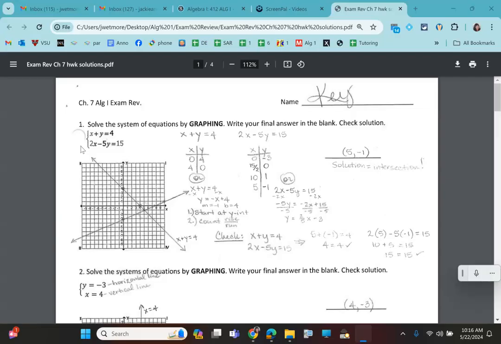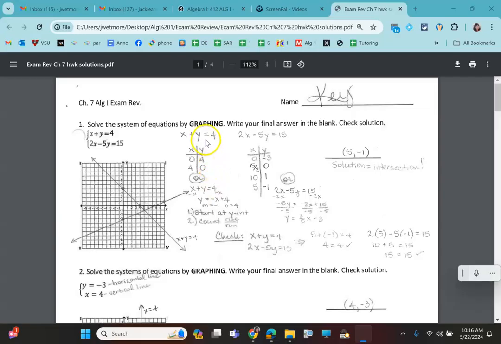Solution equals intersection. So if we're going to solve the system by graphing, it does not matter to me if you graph by making an XY chart and finding your x and y intercepts, or if you graph by putting it in slope-intercept form and starting at your y-intercept and then counting your rise over run, whatever you like better.